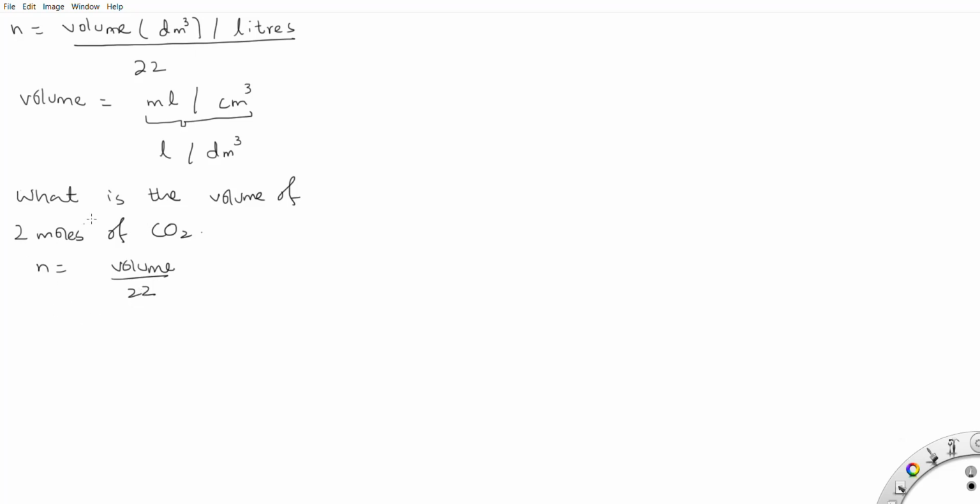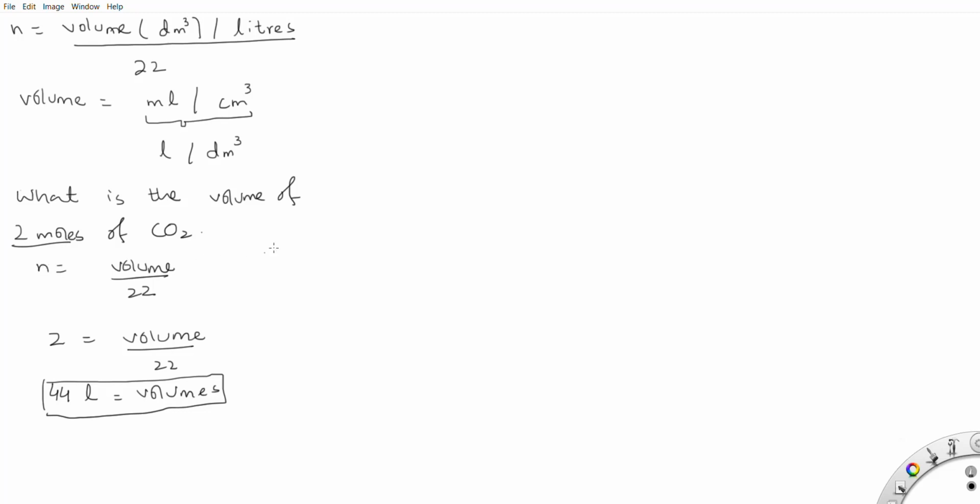So I can use the formula here. I can find n as 2, I don't know the volume, and this is now 22. So 22 times 2 is 44 liters. This needs to be kept in mind clearly. So 44 liters, or volumes, of carbon dioxide would be occupied by 2 moles in certain stoichiometric analysis.